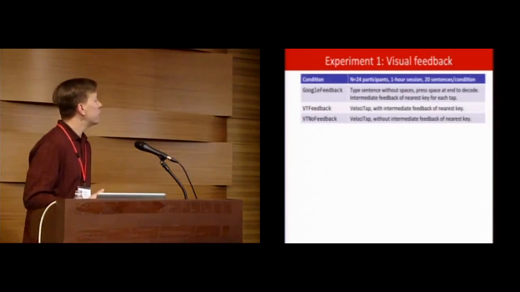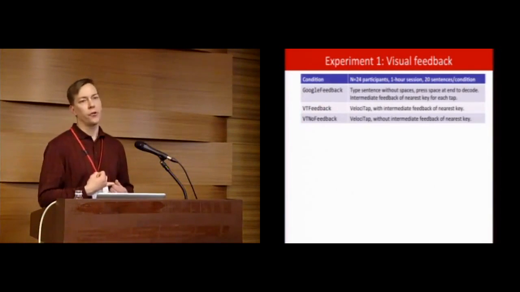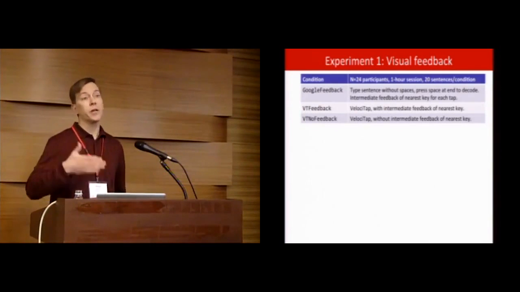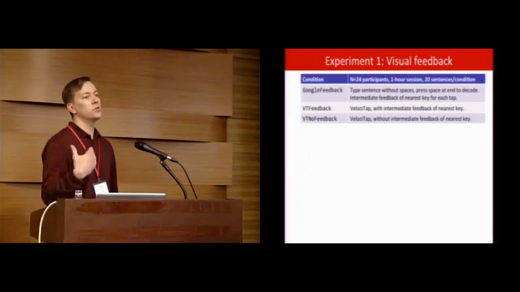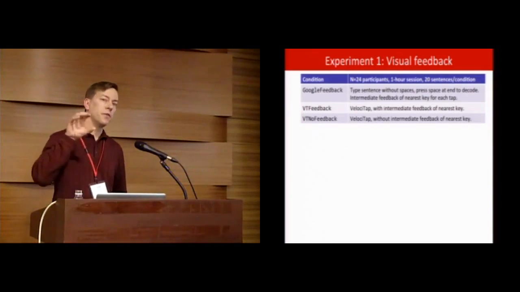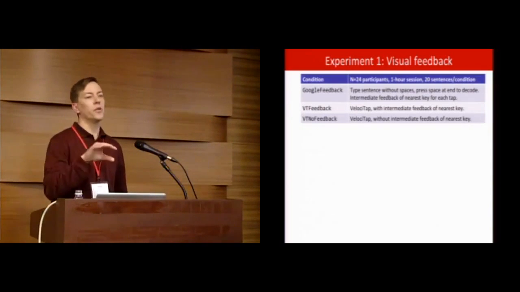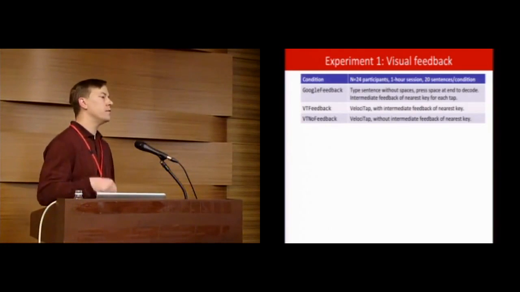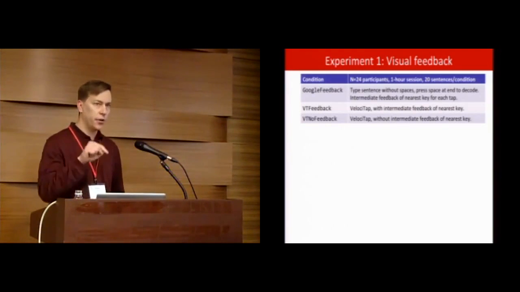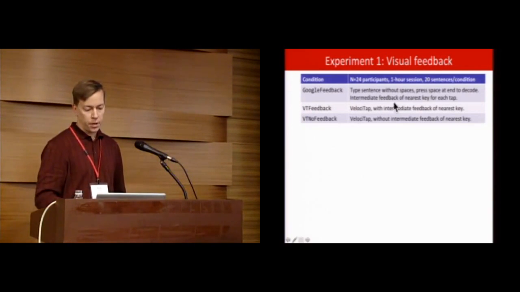Experiment 1, we wanted to baseline against a state-of-the-art commercial decoder, so we're going to compare against the Google Android keyboard. It turns out the Google keyboard can actually do this sentence at a time decoding. The approach you do is you just type a sentence, you just don't type any spaces. When you type the final space, it's going to try and infer all the positions of the spaces as well as correct any of the letters. Okay? And as you type, it's going to provide intermediate feedback of the nearest key. It's not going to do any decode until that last space, but it's going to show you the nearest key. We're going to compare that against VelociTap, operating in the same feedback mode.